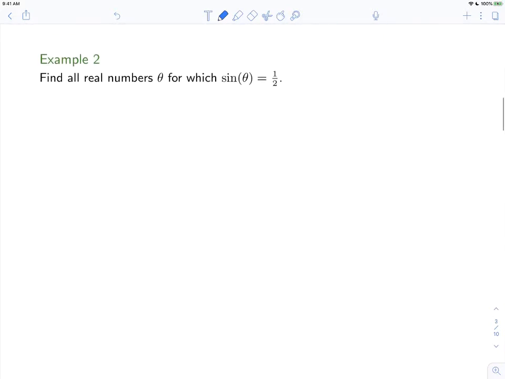Here's another related example. For example 2, it says, find all real numbers theta for which sine of theta equals 1/2. So now we're not just restricting our attention to angles between 0 and 2 pi, we're allowing theta to be any real number. However, the procedure is still the same. We draw our unit circle, and we figure out what coordinates on the unit circle have sine of theta equals 1/2. And it's the same as before.